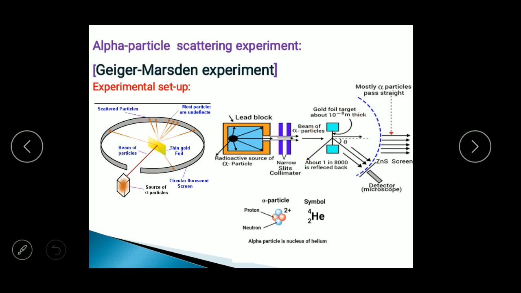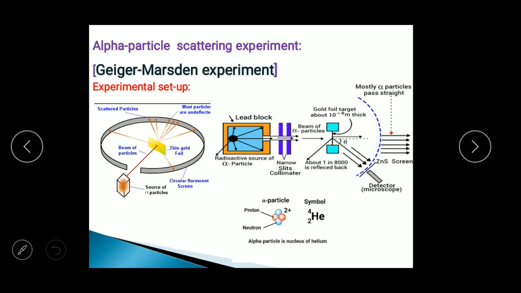In another figure I have shown here, this is the lead block. We have a narrow beam of alpha particles here, then we have the gold foil. Then one more arrangement is the circular screen. This circular screen is coated with zinc sulfide, ZnS. So this is a ZnS screen, a circular screen on which the zinc sulfide is coated.